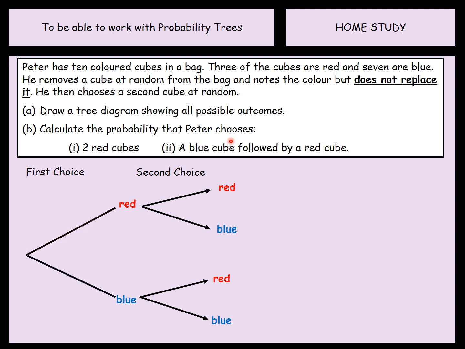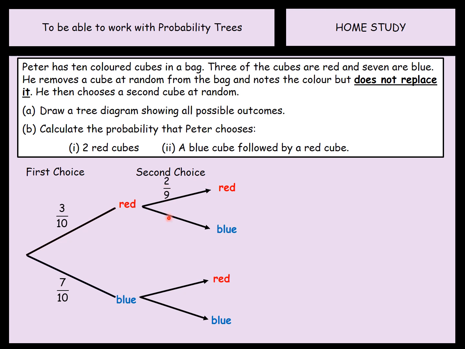So in terms of what's happening this time, 3 cubes are red and 7 are blue. Fine. So we've got 3 out of 10 and we've got 7 out of 10. Now this time we are not replacing it. So if we've chosen a red one, the probability of choosing another red: well, I did have 3 reds, so I'm now only going to have 2 left because I've already picked one, and I did have 10 things in total. I'm now only going to have 9 things.